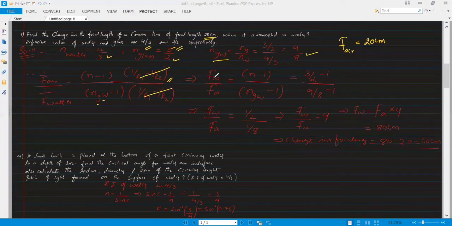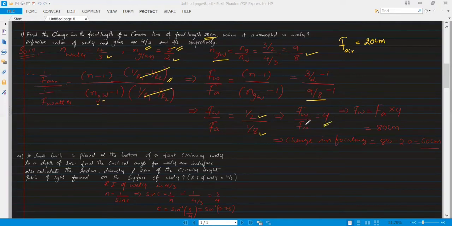Taking this to the numerator, therefore F water divided by F in air is equal to, this will keep as it is, n minus 1 divided by n glass with respect to water minus 1. So substitute the values of n here, 3 by 2 minus 1, and this is going to be 9 by 8 minus 1. If you calculate this, 3 by 2 minus 1 is 1 by 2, and 9 by 8 minus 1 is 1 by 8. Taking this to the numerator, this will be 8 by 2. 8 by 2 is nothing but 4.